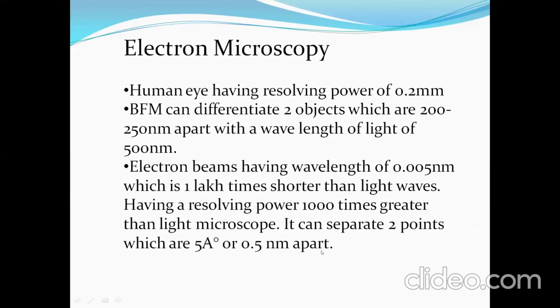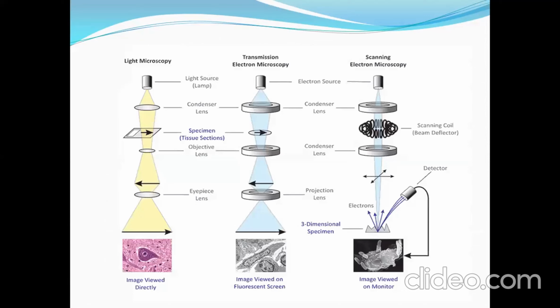This is the very important thing regarding the electron microscope construction. I am just giving you a brief idea, and I will discuss mainly the differences of the electron microscope from the light microscope, not going into much detail. Here are the light pathways of the light microscope, the transmission electron microscope, and the scanning electron microscope. These are the constructions of these three different types of microscope.